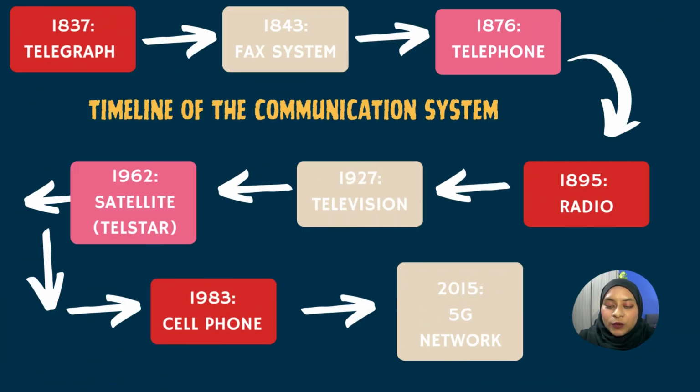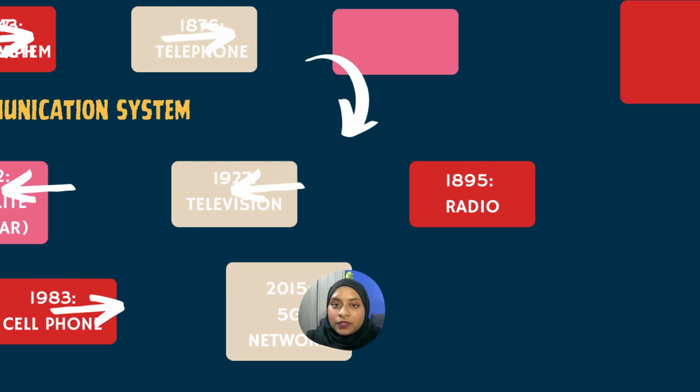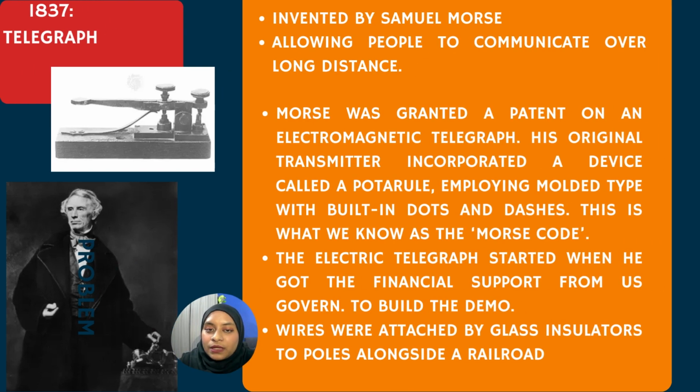This shows the timeline of the communication system, starting from the year 1837, the invention of the telegraph, to 2015, the 5G network. In the year 1837, the telegraph was invented. The telegraph was invented by Samuel Morse, allowing people to communicate over long distances. Morse was granted a patent on an electromagnetic telegraph.